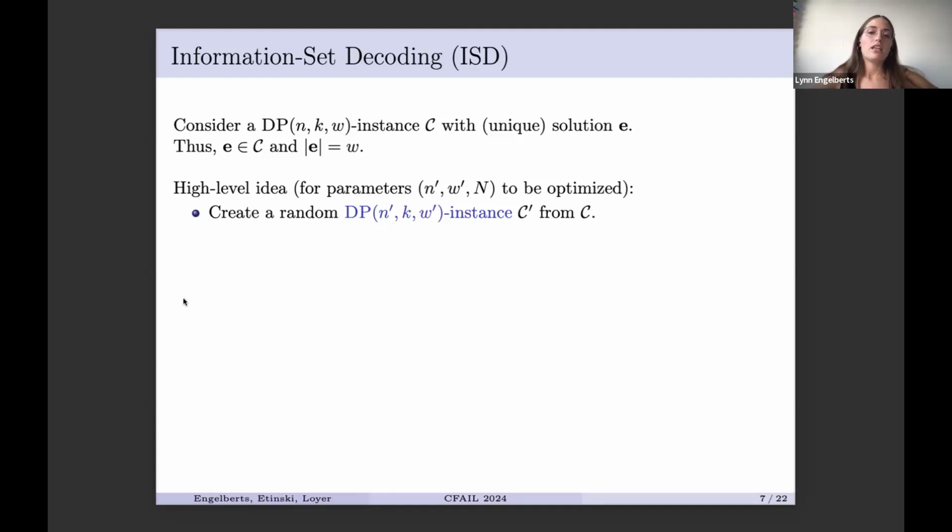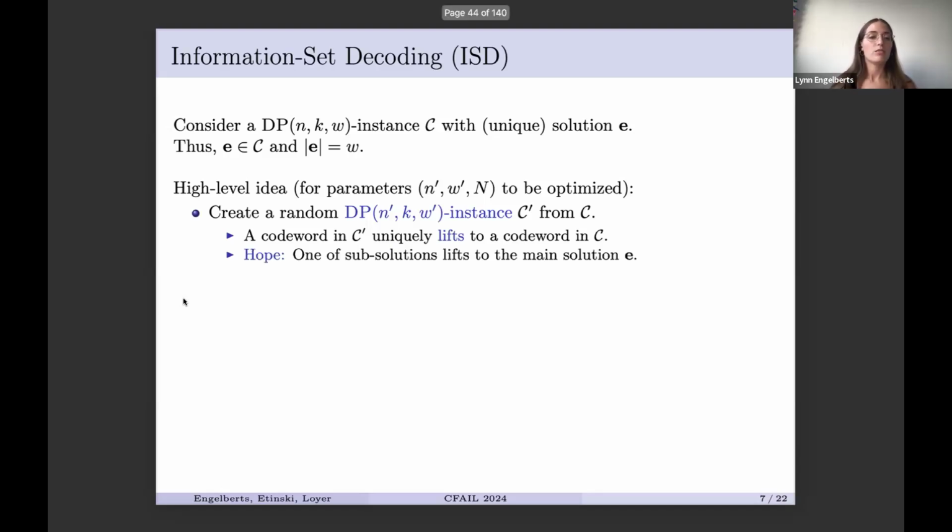The first step is to create a code C' from C, where C' is now an [n', k] code instead of an [n, k] code. This creates a random decoding problem instance where we look for code words having weight w'. Just to recall, n' and w' are to be optimized later. C' is constructed in a way that a code word in C' uniquely lifts to a code word in C. Our hope is the following. We hope that this problem is easier to solve and has maybe more than one solution. And then we hope that one of the solutions to the sub-instance lifts to the main solution e.